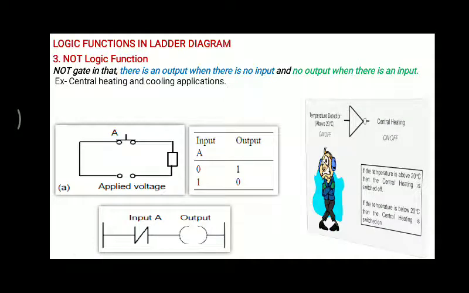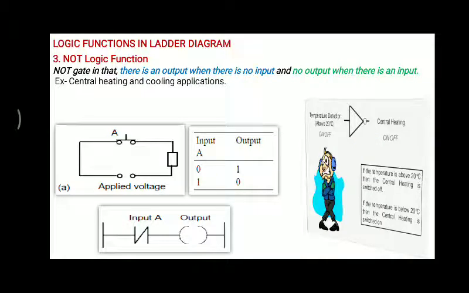Now third is the NOT logic function. Now what is the NOT logic function? It is exactly the opposite condition. You can see the truth table. If input A is off or in 0 state, you will get the output as 1. If input A is on, you will get 0 as output. It is exactly the opposite, or inverted, condition of the input. Okay, so this is the ladder diagram for this NOT logic gate.